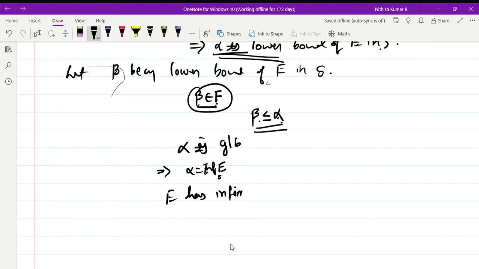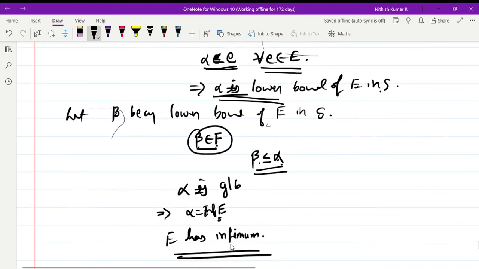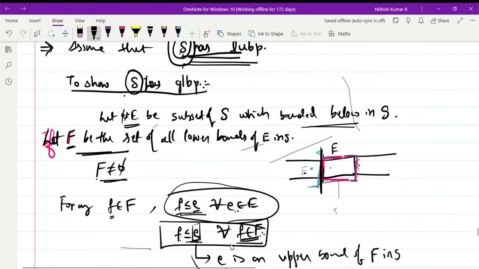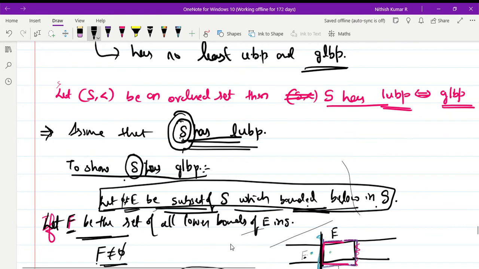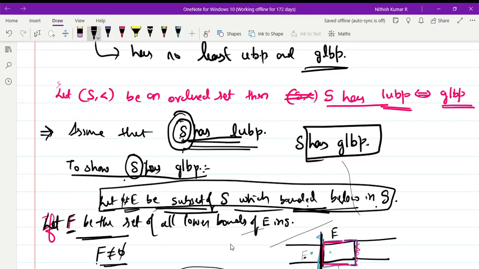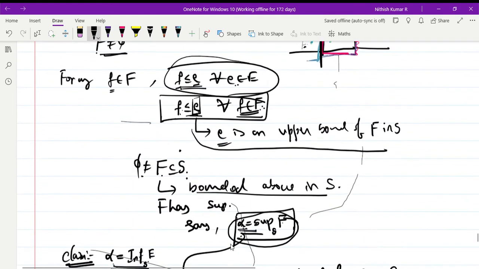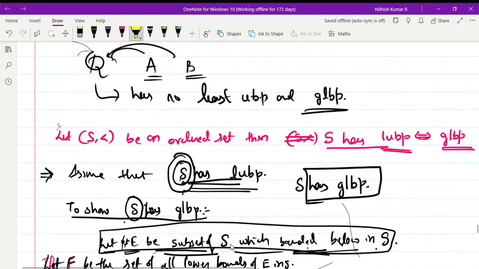Now here E is an arbitrary non-empty subset of S which is bounded below. Therefore, every non-empty subset of S which is bounded below in S has infimum in S, which implies S has the greatest lower bound property. So we have assumed LUBP and we proved GLBP.